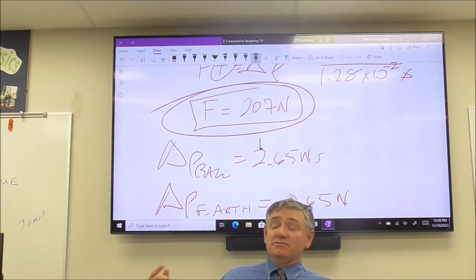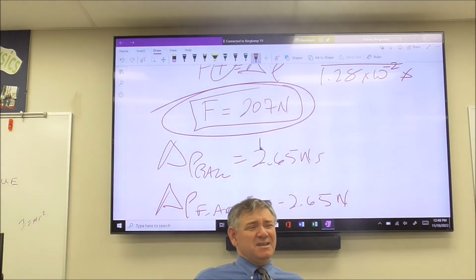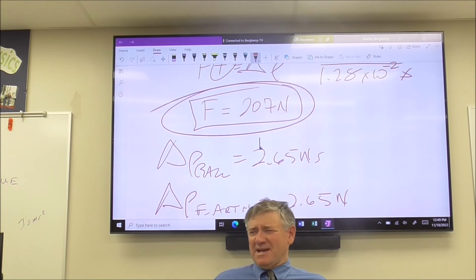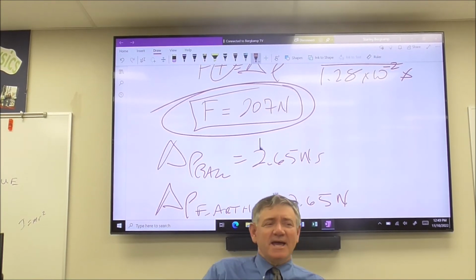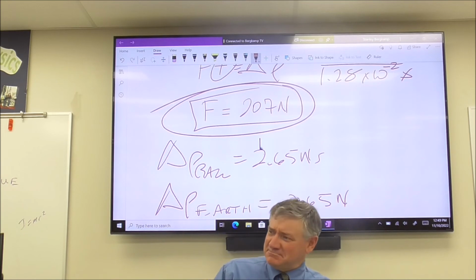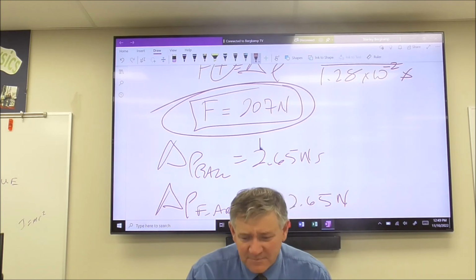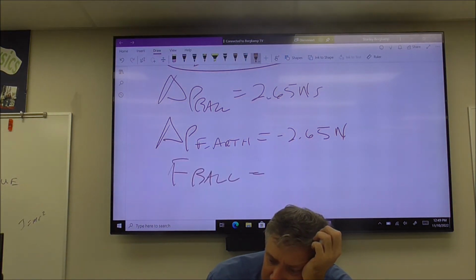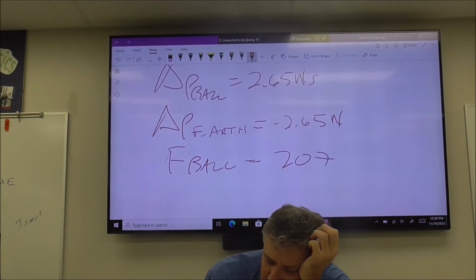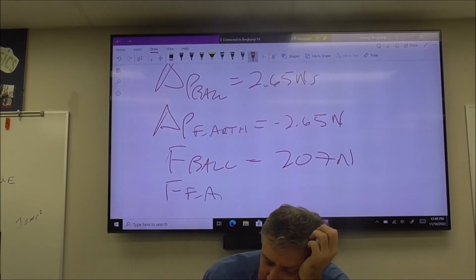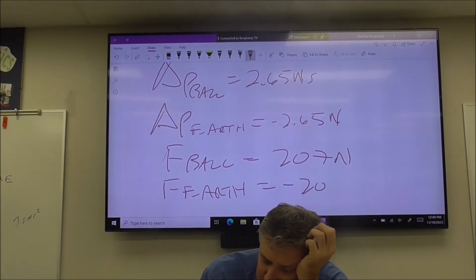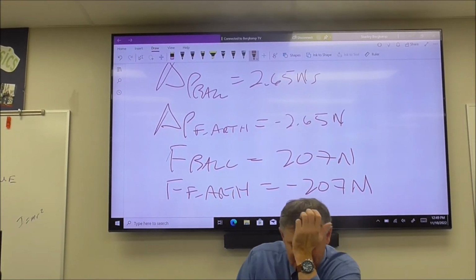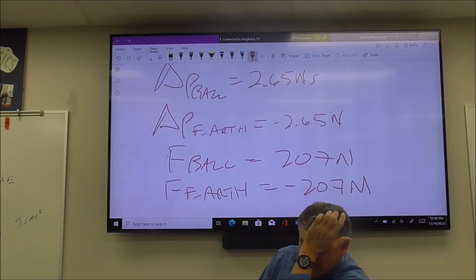Newton's third law. It isn't Newton's suggestions. It isn't just on test day, or just if the forces are the same, or if your teacher asks us about it. Otherwise it's just true. It's a law. It isn't just kind of. So the force on the ball was 207. By Newton's third law, the force on the earth is negative 207 newtons.